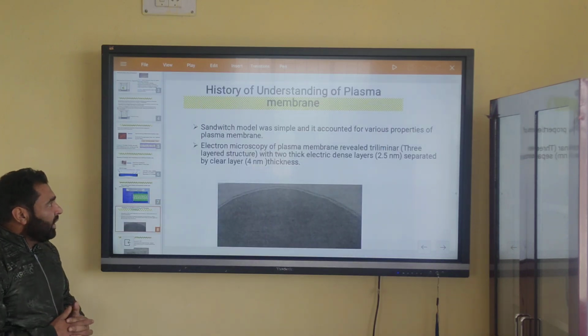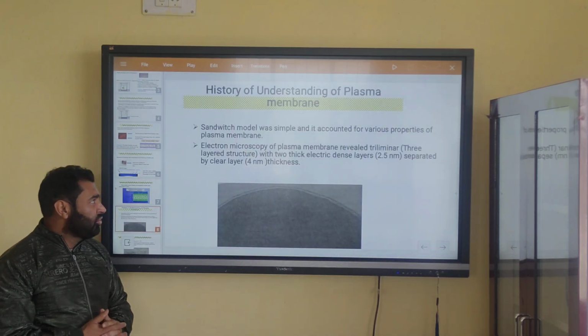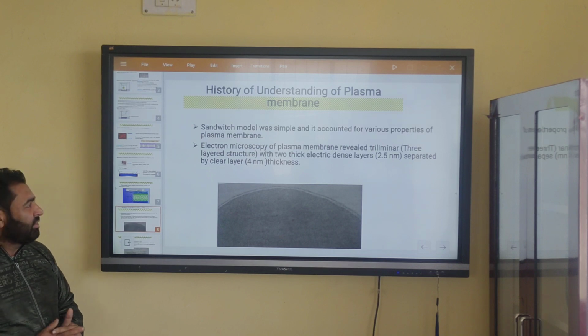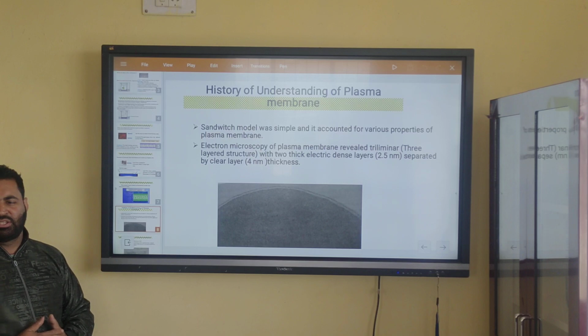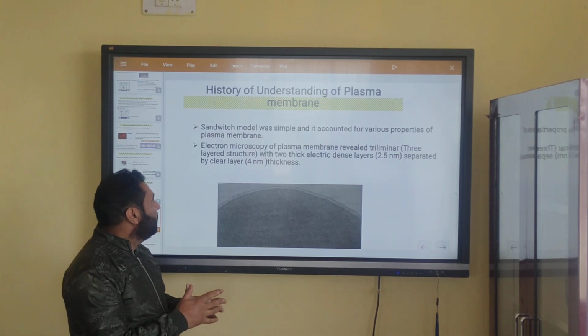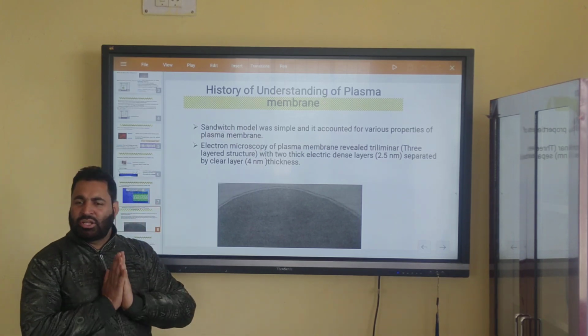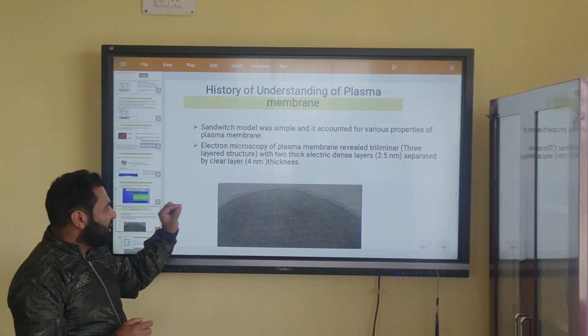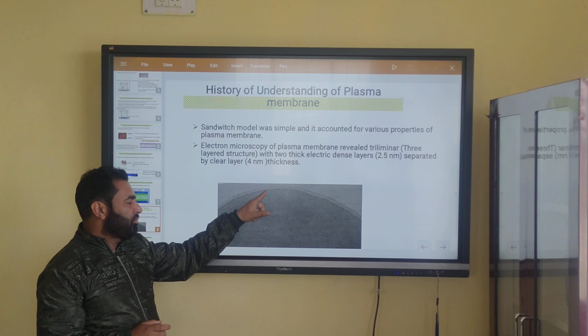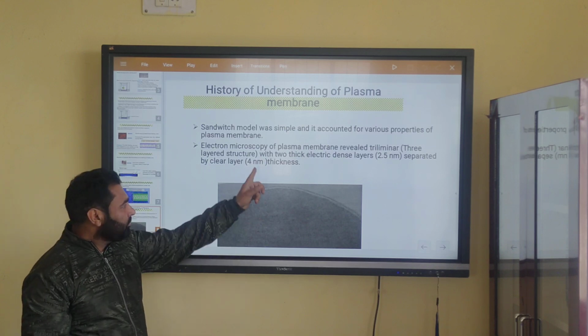Then came, it was a good model, a very simple model, the sandwich model, and it accounted for various properties of the plasma membrane. Okay, then electron microscopy was done on the plasma membrane of cells, where we are using heavy metals.